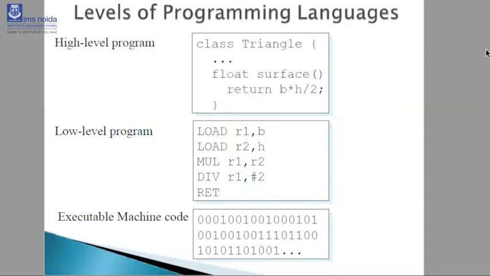In a high level program, you write the code in English, but in a low level program, we are loading values. Suppose we are doing addition, so what we will do is load some register to store that variable. And executable machine code means the binary code which is understood by the computer.